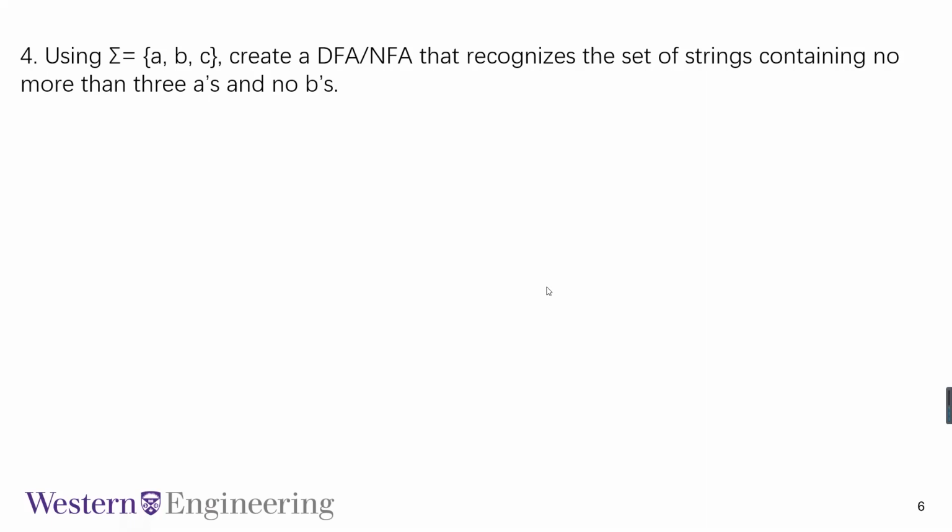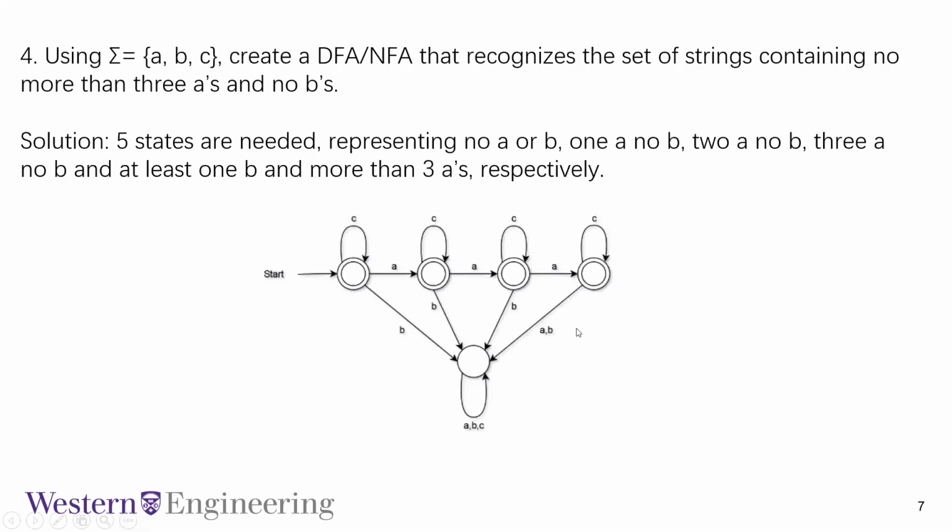Hello everyone. Let's see the solution of this question. For this kind of question, you need to first think about how many states you need. For this question, 5 states are needed, representing no A or B, 1 A no B, 2 A no B, 3 A no B, and at least 1 B and more than 3 A's respectively.